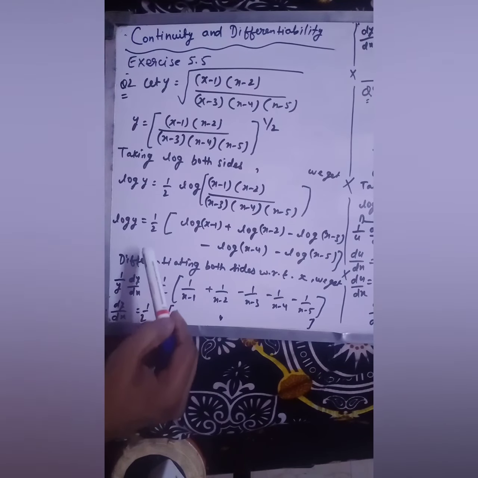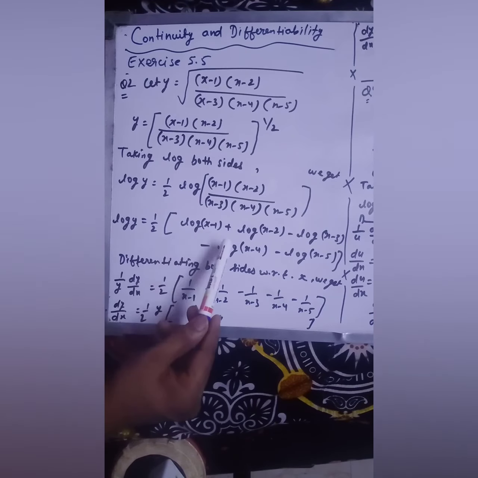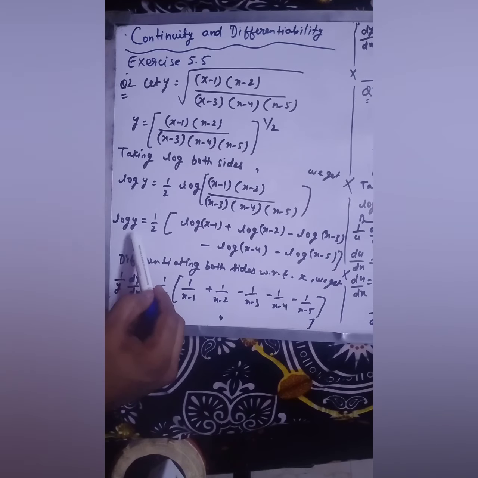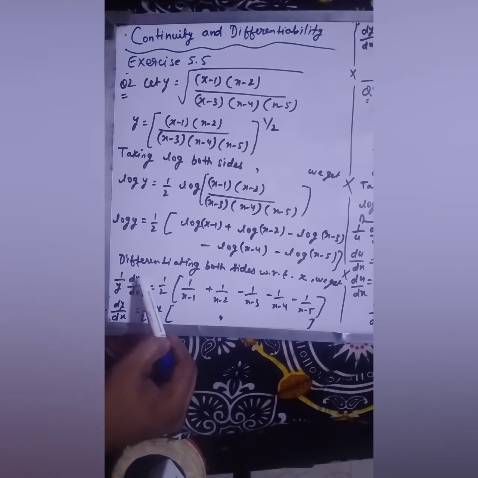Okay, now after this step, as you can see, now you can differentiate it. Fine, so we are differentiating both sides with respect to x, and we get, so this log y will be 1 by y and dy by dx.